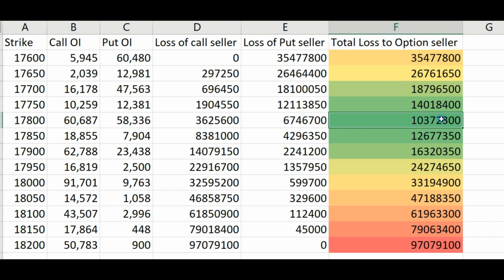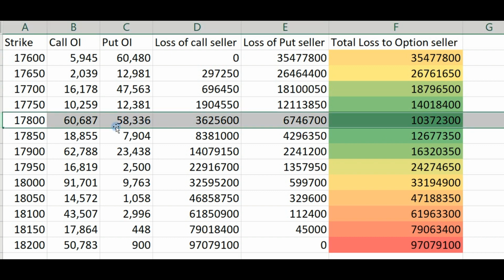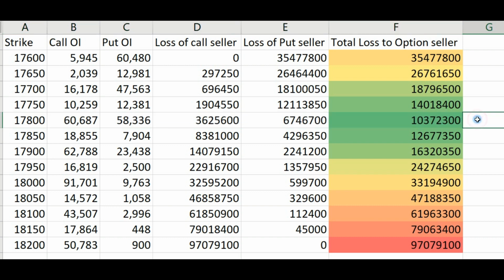At this point, if you see, this is the strike, this is point 17,800, where option seller will have minimum loss. This is minimum loss. Here the losses are increasing, here the losses are increasing. If option sellers are losing minimum, then who is losing? Option buyers are losing maximum at this point. Am I right?